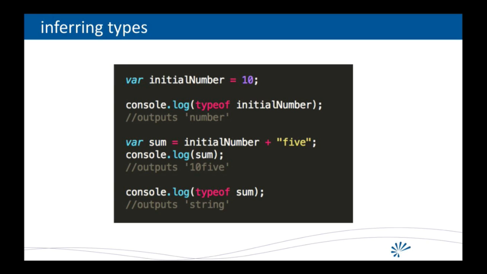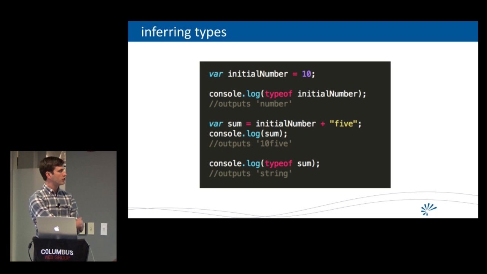So in this case, we have an initial number that's set to the integer 10, so that's a number. We then add initial number to the string 5. So JavaScript says, oh, that's not a number. I'm assuming you're going to concatenate two strings together. So if I do a console.log on the sum, it'll say 105, the characters 1-0-5, and then the type is now a string. So it infers the type and changes it for me.